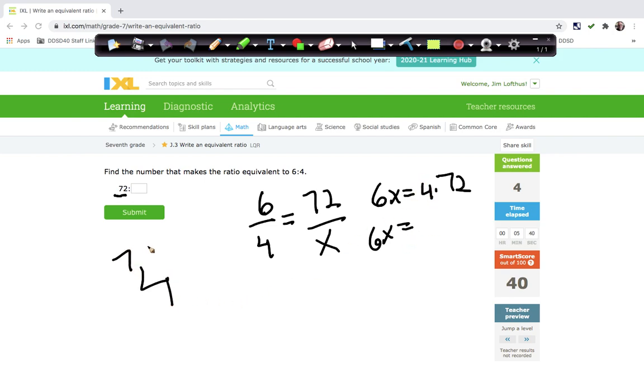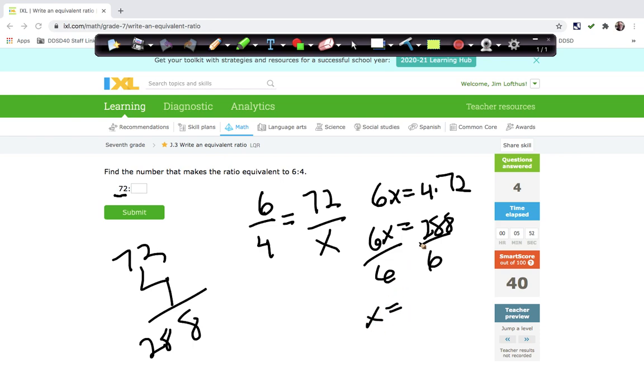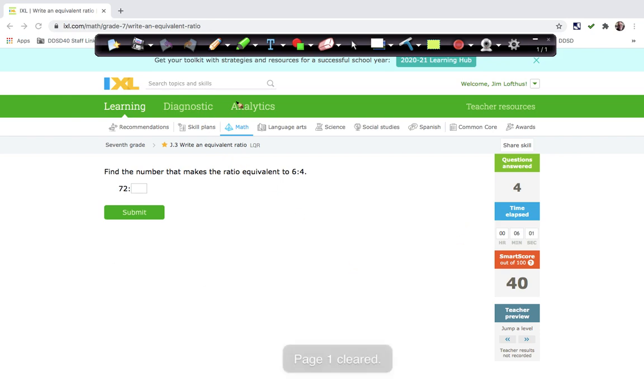4 times 72 is 288. And then we would divide by 6. And let's see, 6 goes in there 4 times with 4 left over, should be 48. Pretty tough to come up with that 48 any other way.